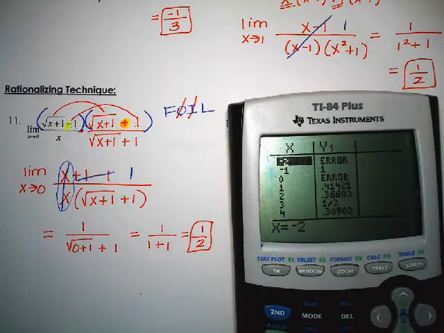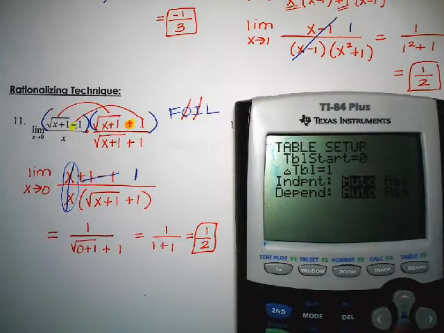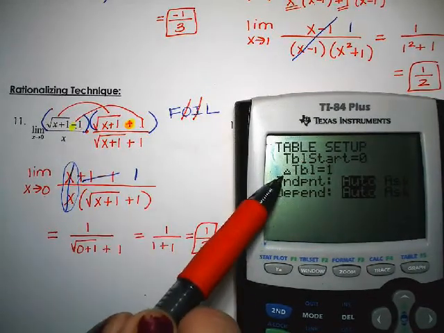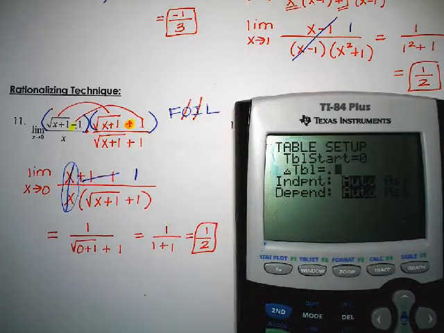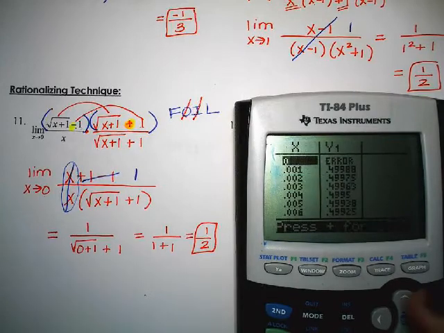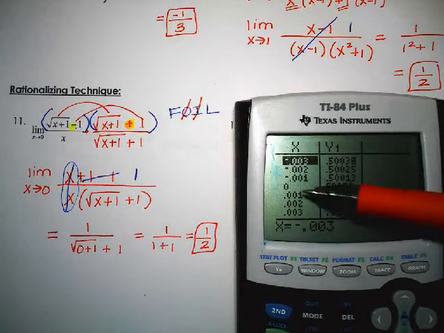So what you can do is go back to second window. Go back to your table set. Let's make the table start at 0 again. And then this triangle table, that means delta table or the change in the table, make it really small, like 0.001. And now go to your table, second graph. And now what's happening is it really zooms in or focuses on x is 0.